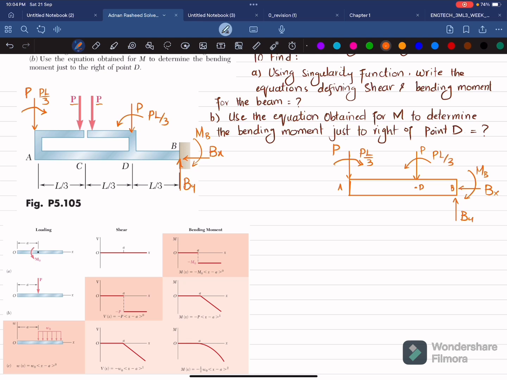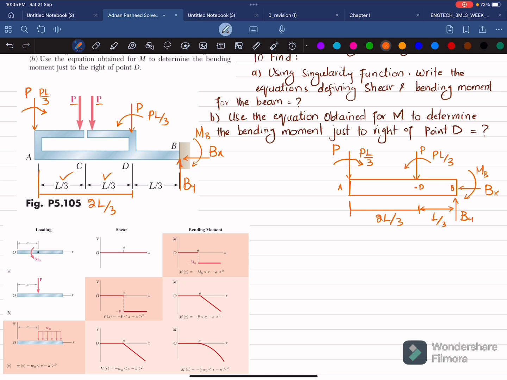The distance from A to D can be obtained if you have L by 3 and L by 3, so it will be 2L by 3. So I can write it over here, this is equal to 2L divided by 3, and from D to B this distance is L by 3.